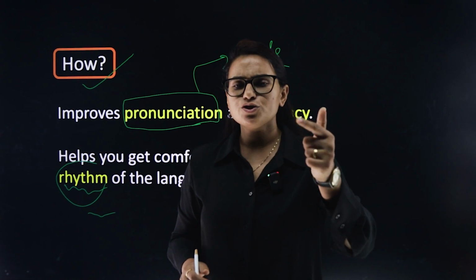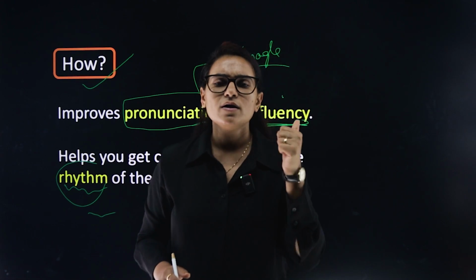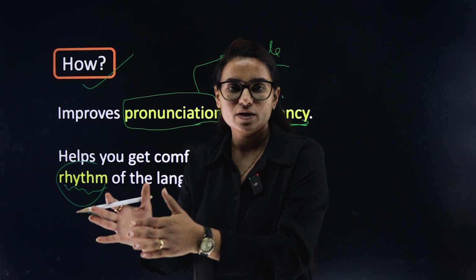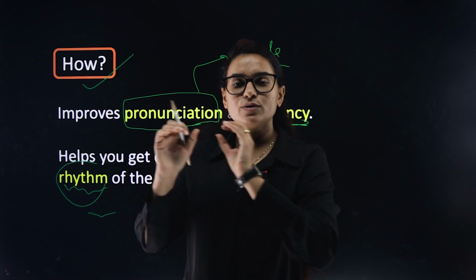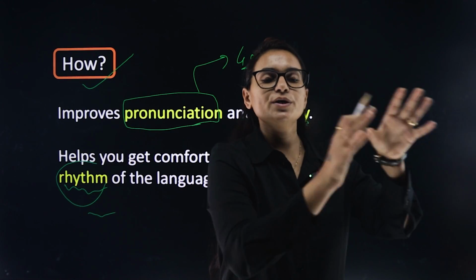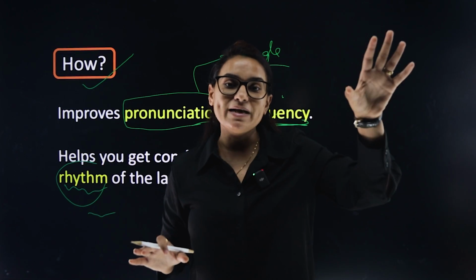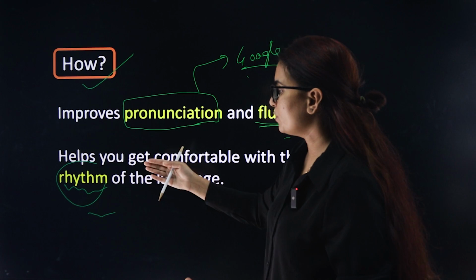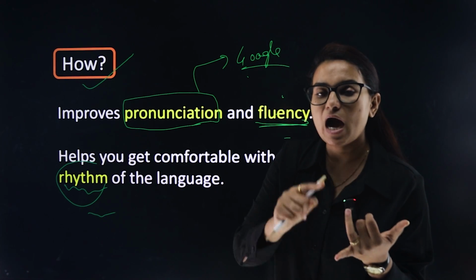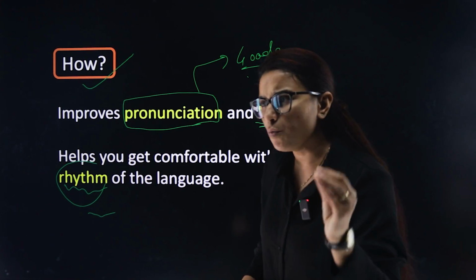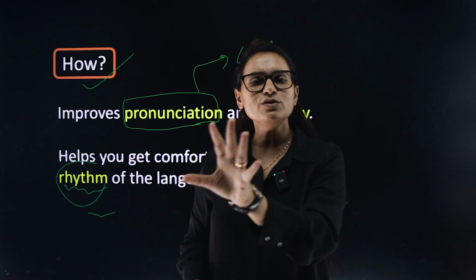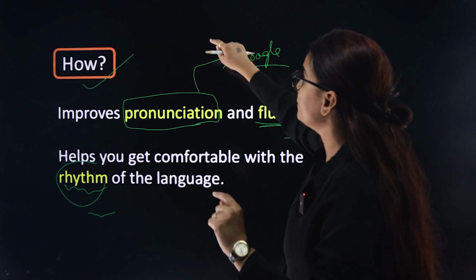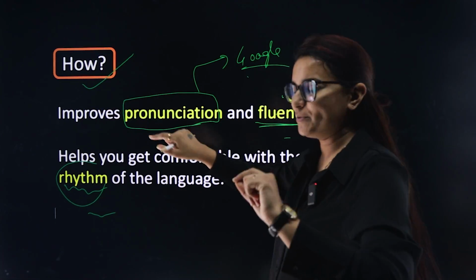Hindi, English, Punjabi, Telugu, Kannada, Odia, all of these languages have different rhythm. You cannot speak Hindi the way you speak English. You cannot speak Kannada the way you speak Malayalam. Every language has a rhythm. In order to get comfortable with that rhythm, we have to read our books loudly. And how much do you have to read? 15 to 20 minutes per day, not chapters.